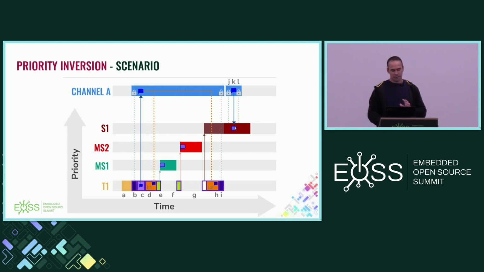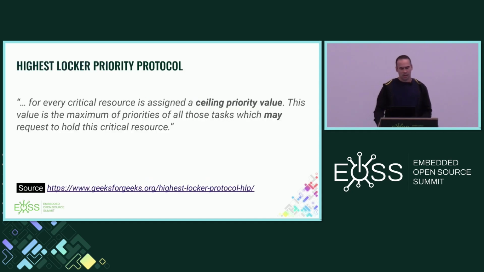We have three problems here. We have a priority inversion, because S1, the highest priority thread, is the last one to consume the message, which is not good. And we have two preemptions, and we have a listener running after the observers, which is not good at all, right? So to solve that, we implemented a highest locker protocol.